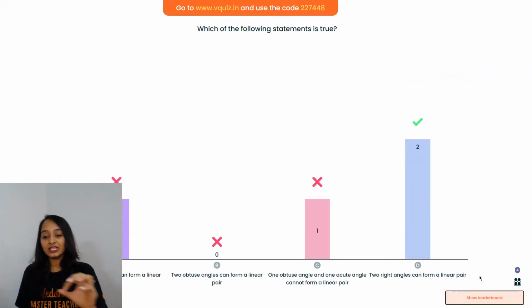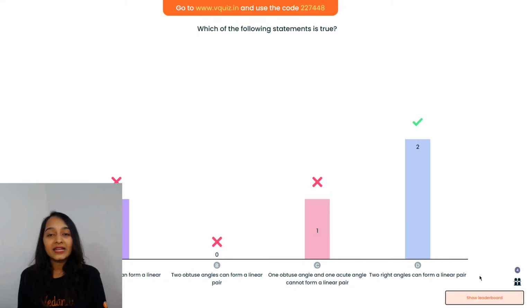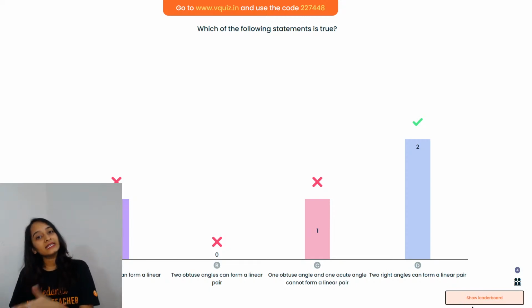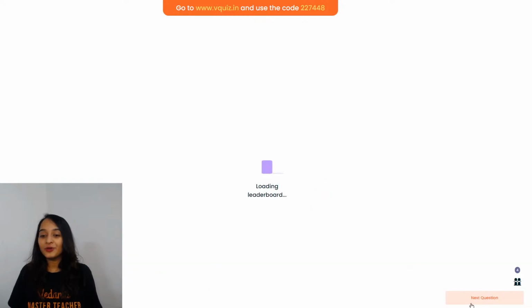The correct answer is option D. Two right angles can form a linear pair. Why? Because they add up to 180 degrees. Linear pair always adds up to 180 degree.